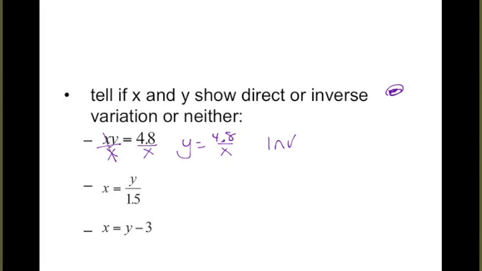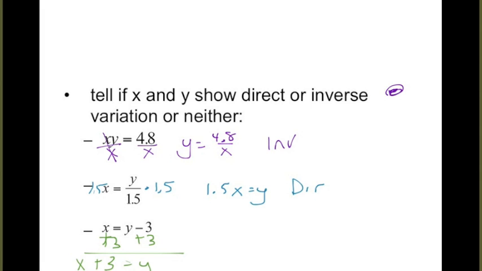For the second one, I need to get y alone. I'm going to undo what's being done to it. So I'm going to multiply both sides by 1.5. So I get 1.5x is equal to y. Direct, inverse, or neither? Direct. It's a multiplication relationship. And for our last one here, to get y alone, I'm going to add 3 to both sides. So I get x plus 3 equals y.